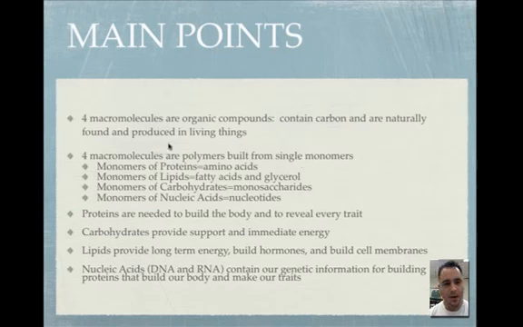Here are the main points. There are four macromolecules that are organic compounds. And what does that mean? Organic means that they contain carbon and are naturally found and produced in living things. The four macromolecules are polymers built from single monomers, single building blocks.